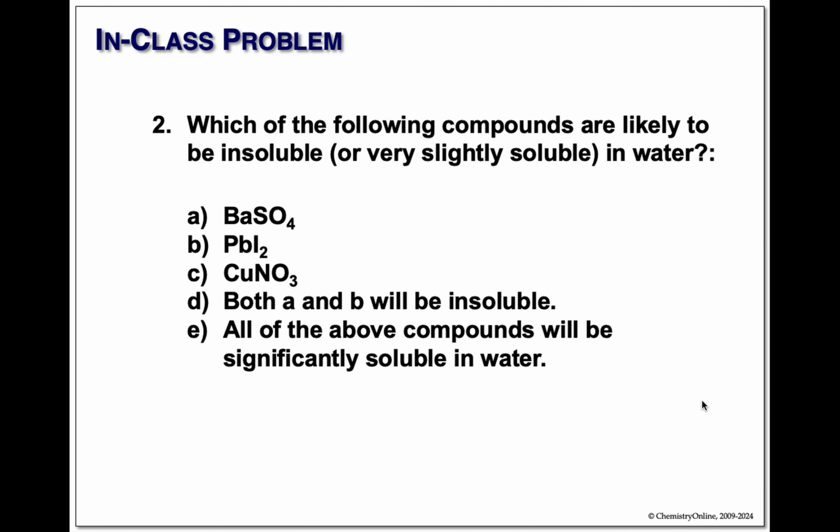Which are going to be insoluble or very, very slightly soluble in water. Barium sulfate was one of the big ones, right? So was lead iodide. This is a nitrate. Of course not. Of course it's soluble. A and B.